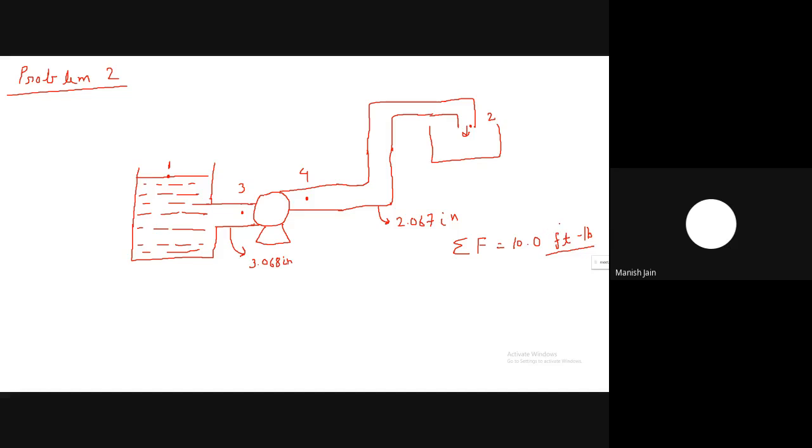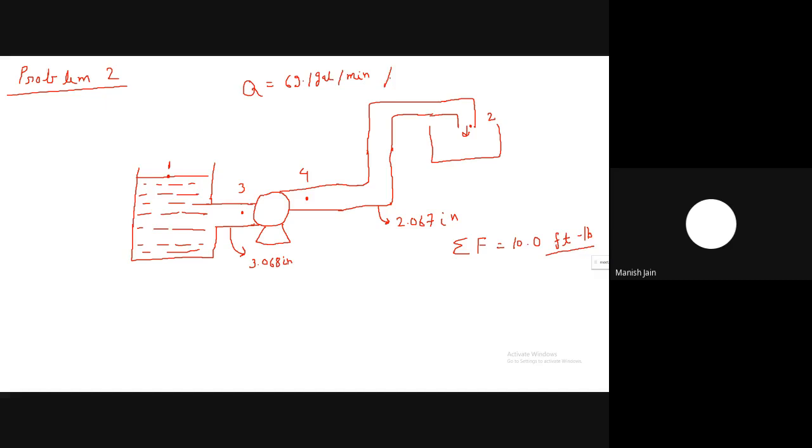Now the flow rate is given in terms of volumetric flow rate Q. Because this is a single line, the volumetric flow rate will be constant, but the cross-sectional areas are different. So you have different velocities at point 3 and point 4. The volumetric flow rate is 69.1 gallon per minute, given in the FPS unit.